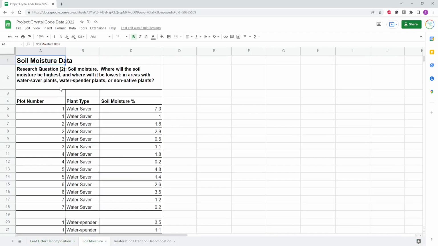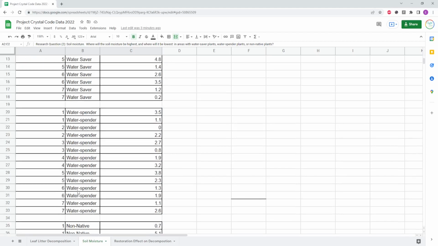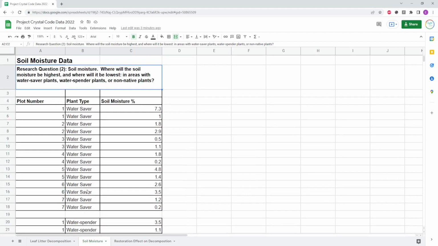So the second research question looks at soil moisture. So where will soil moisture be the highest and where will it be the lowest in areas with water saver plants, water spender plants, or non-native plants. And then the data for that will have the plot number of where we collected that soil moisture, the plant type within that plot. So again, water saver plants, water spender plants, or non-native plants. And then the soil moisture percentage that we got for that plot.